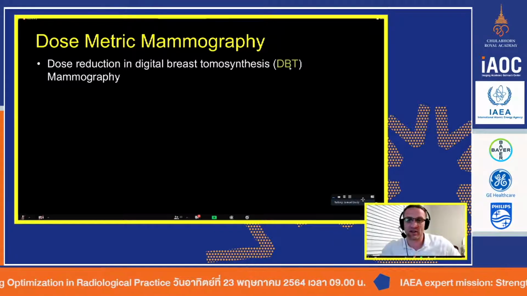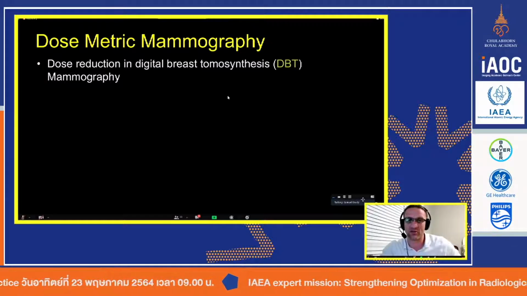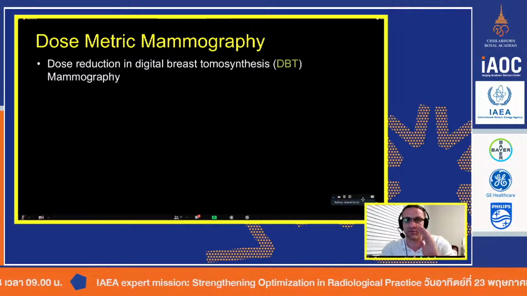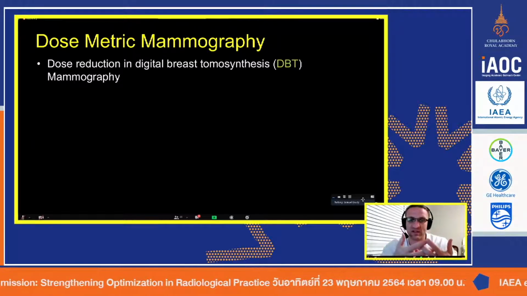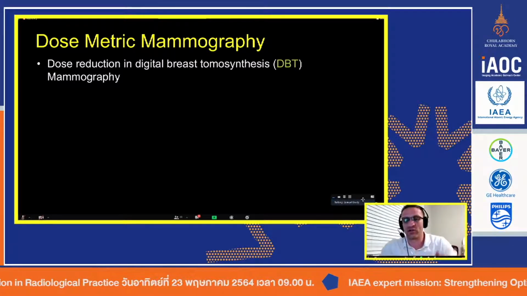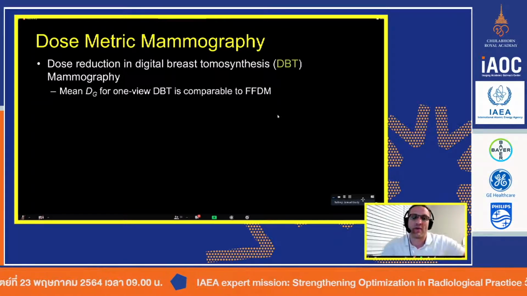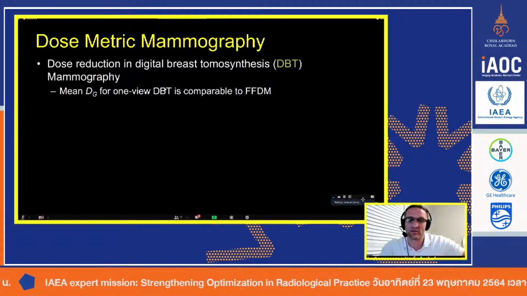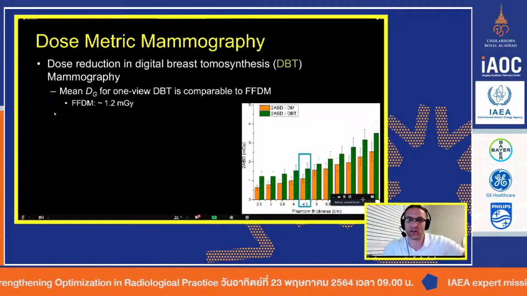What does digital breast tomosynthesis mean to the dose landscape? Well, we've already talked about how digital breast tomosynthesis has a lot of positive qualities when it comes to image quality, the ability to diagnose, the ability to detect disease, less false positives. And so we have seen here in the US a significant shift towards digital breast tomosynthesis. And the mean glandular dose for a 1-view tomosynthesis, so CC, DBT, is comparable to the full field digital mammography. So it's great.